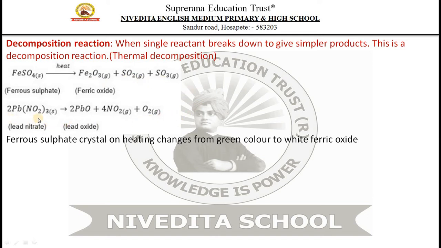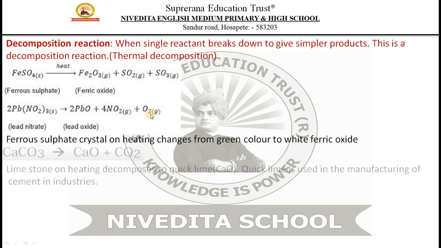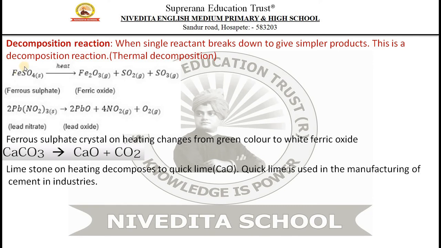Next we have lead nitrate. Again, on heating lead nitrate, we get lead oxide, and nitrogen dioxide and oxygen gases are released. So these are some of the examples of decomposition reaction. So the thing you need to remember here is, in both the cases we are making use of heat. Just by keeping them, they won't decompose. So here lead nitrate crystals as well as ferrous sulfate crystals are heated and they decompose into smaller products.